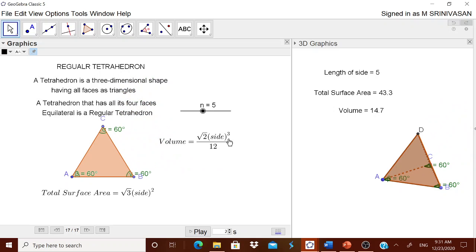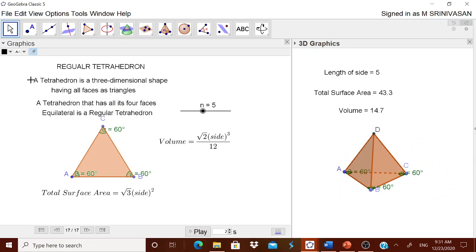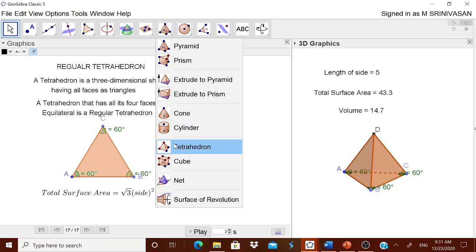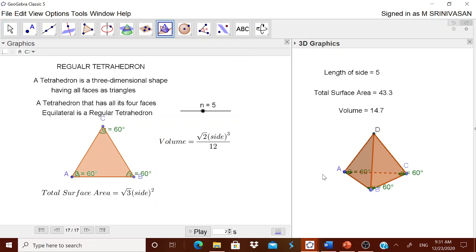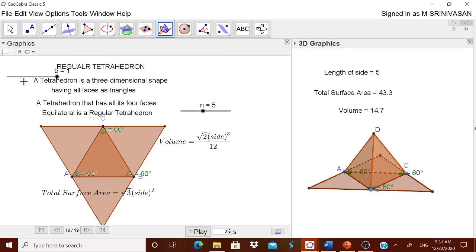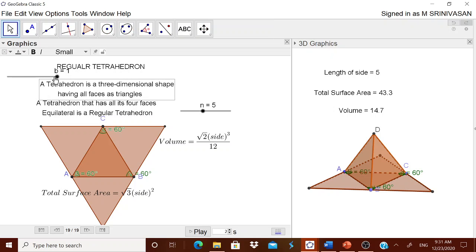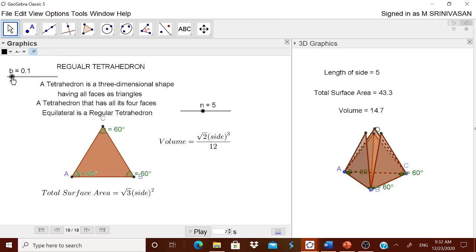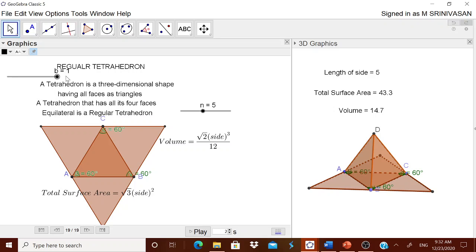Okay, well. Now, what is the other interesting idea about it? As I told you earlier, you can go and show them the net. How to show them the net? It is very simple. Go to this pyramid. There is a net option. Click it and then click it. Automatically, you will get one slider here. You slide it. You will get the net. Therefore, the child can understand the net.